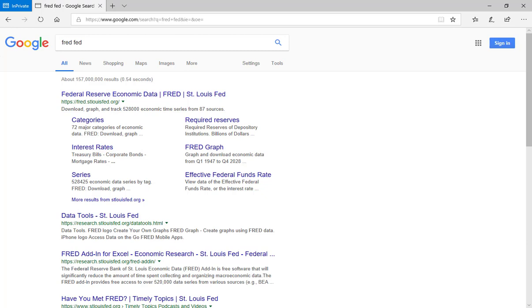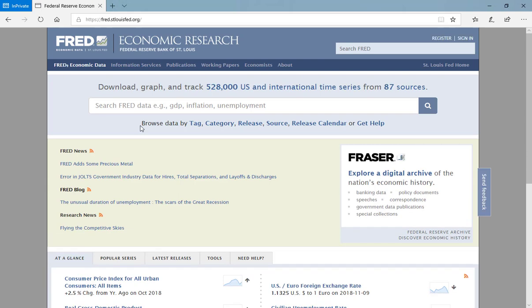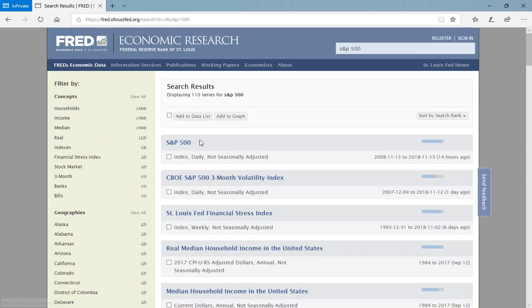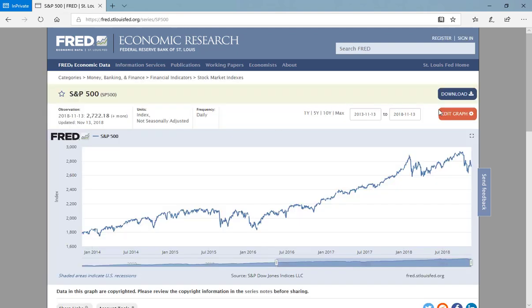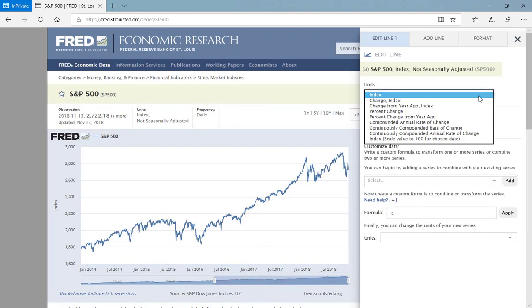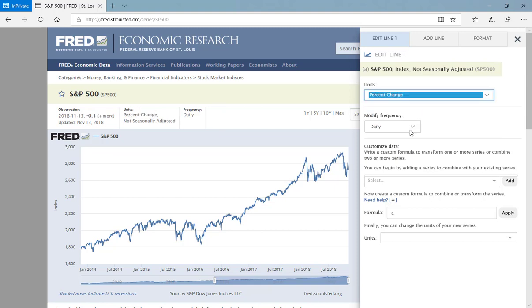Go to the Federal Reserve Economic Data, or FRED, website. Search for the S&P 500. Edit the graph to change units to percentage change. You may also modify the frequency to monthly using end-of-period aggregation.